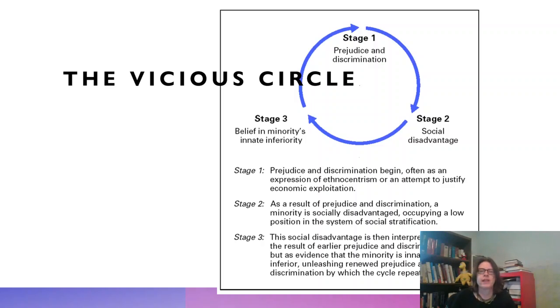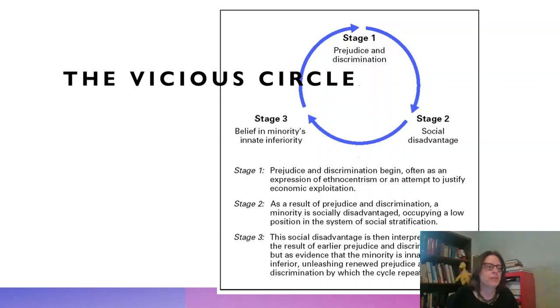So even after the Civil War, you have Jim Crow laws, you have an entire system set to repress the group. And then the group isn't able to achieve. The group remains in poverty, or the group has health issues, or any kind of disadvantage. This disadvantage that is displayed is then not interpreted as this group has been repressed since the 1600s. Instead, it is interpreted as this group is innately inferior, which unleashes a renewed prejudice and discrimination. The cycle repeats itself.